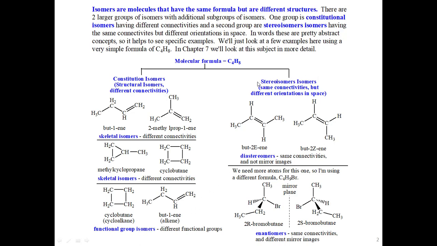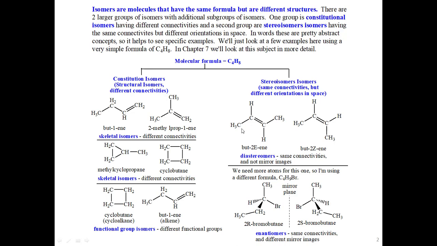There's a whole other group called stereoisomers, and chapter 7 is going to be all about this. Very, very big topic. These are molecules that have the same connectivities, but they have a different orientation in space. So if you look at these two molecules, they look pretty much the same on the left side over here. But when I get to the last carbon, this one goes up and this one goes down.